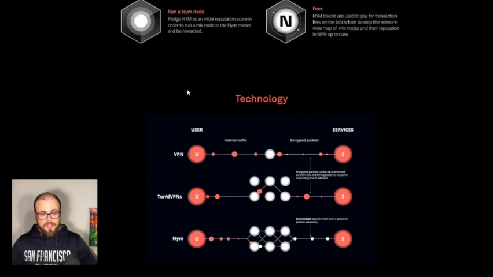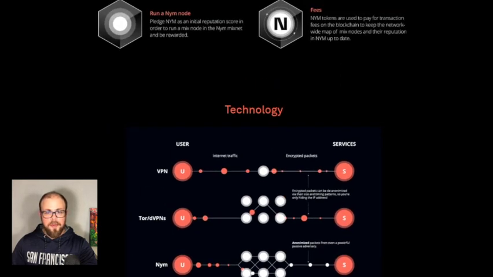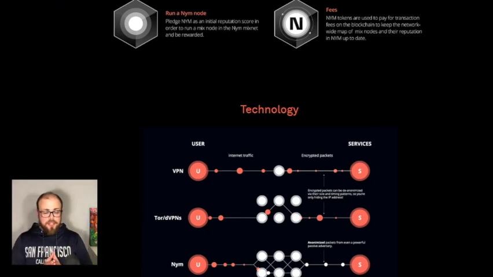Fees on the blockchain keep the network-wide map of mixed nodes and their reputation in NIM up to date. Okay, let's speak about technology. A couple of words about technology opportunity and how it will be released. Let's compare it with VPNs and with Tor and with NIM. Let me draw attention to these points: VPN, Tor, and NIM.